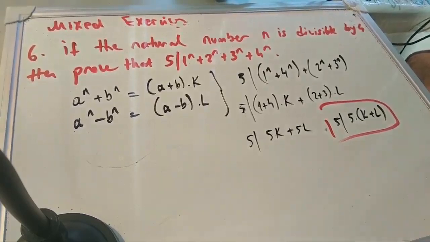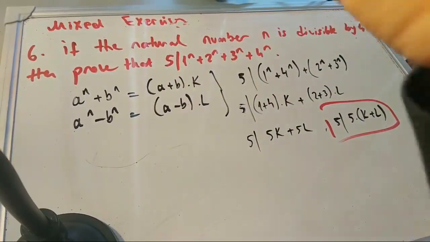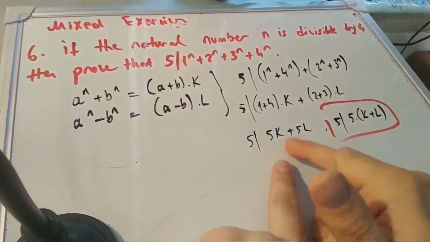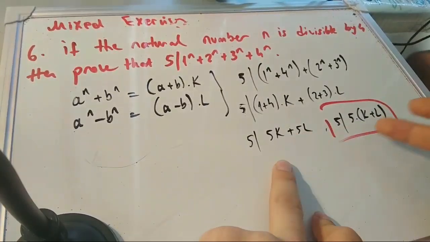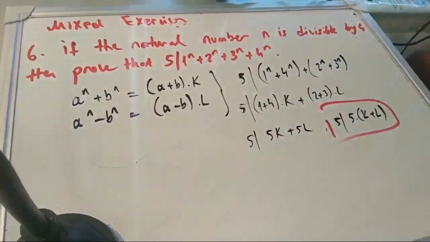In conclusion, actually, for n, we can use any natural numbers, for example 1, 2, 3, 4, 5, go till plus infinity. No matter what, the expression is divisible by 5 because by using a to the power of n plus b to the power of n, we can prove it. It's proven. 5k plus 5L, 5 is a common factor and k plus L. So for any value of n, the expression is divisible by 5.